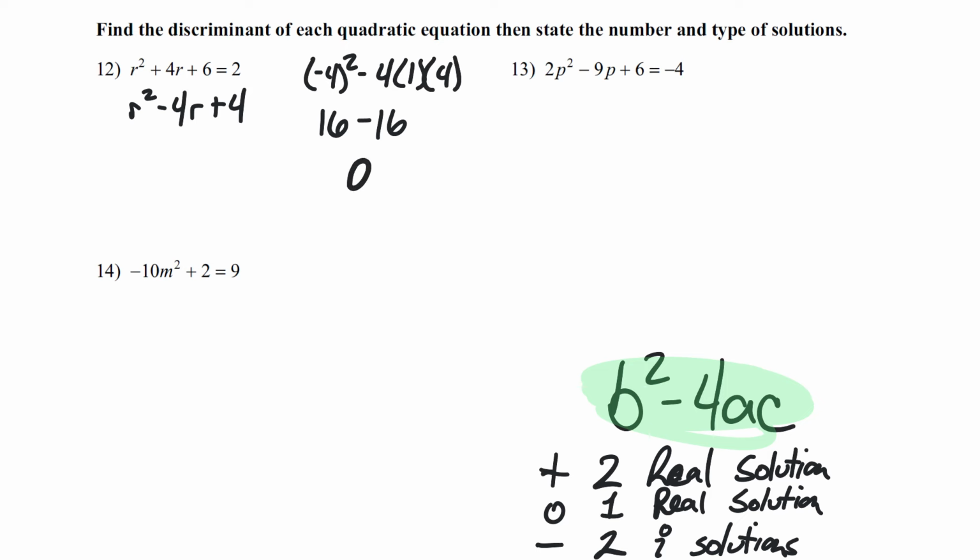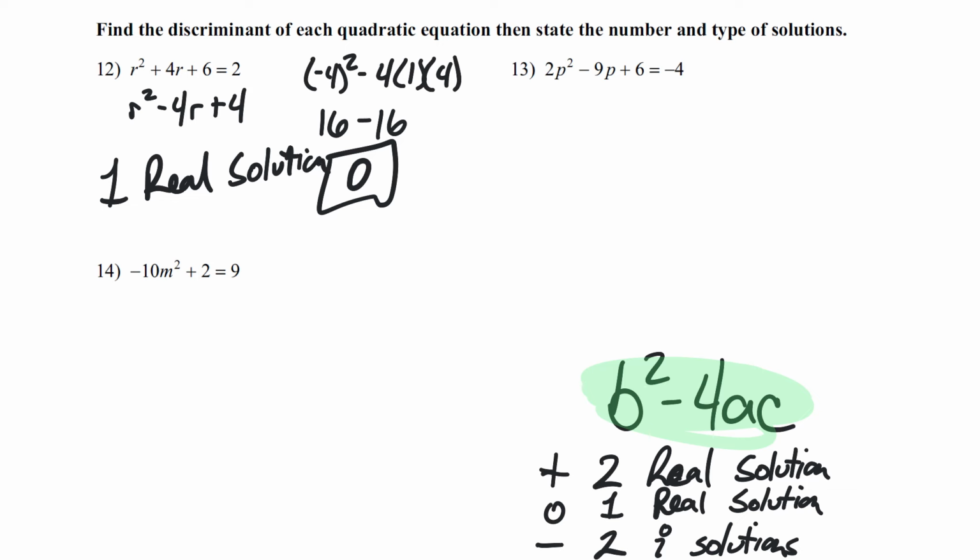Now, this is where people get confused. 0 means nothing. It is the discriminant, but it means nothing as far as solutions. All it's telling us is that we have one real solution. And it is not 0, by the way.